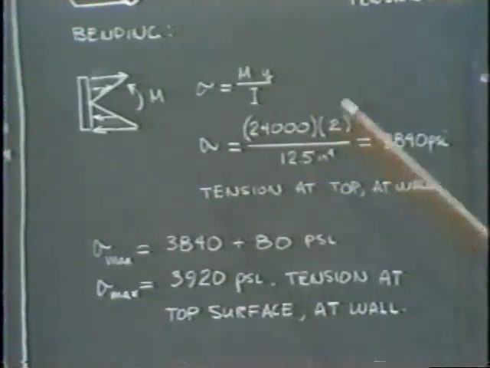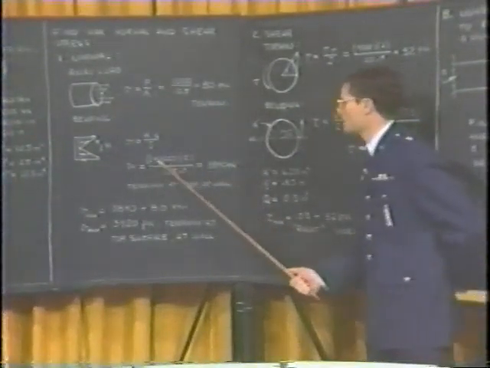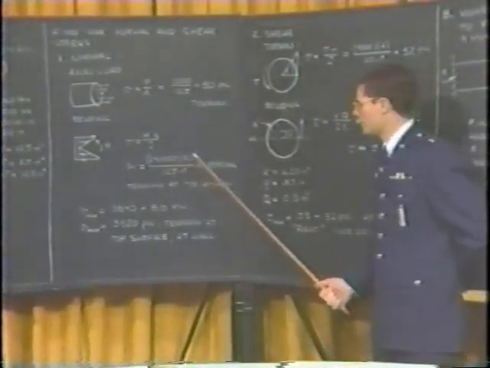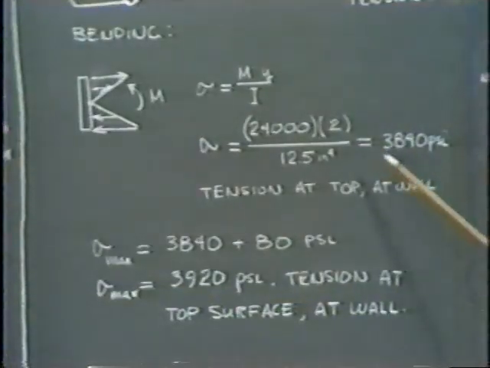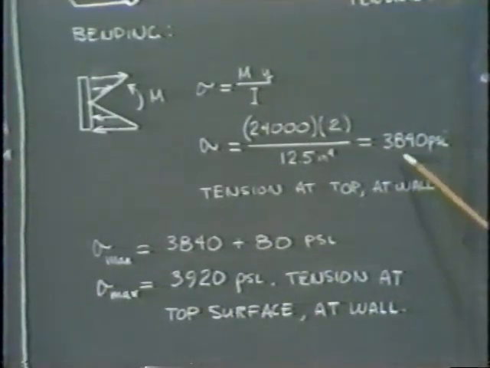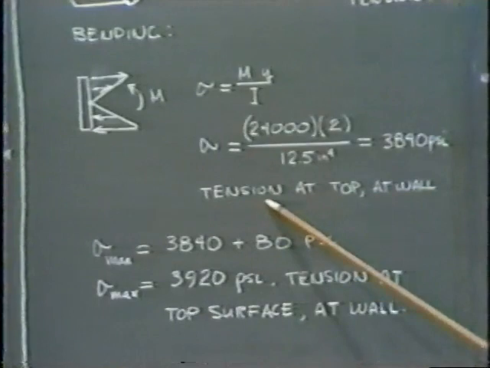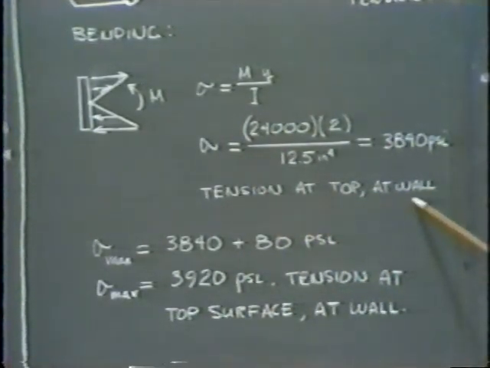As you go through problems on the exam, I'd suggest you use all of the units appropriate. Pound inches here, inches here. That way you'd have a good way to check that you come up with the right number by virtue of the fact you'd come up with the right units in the end. Pounds per square inch. Here we have 3,840 pounds per square inch, and I've labeled it specifically. It's in tension, and it's located at the top of the beam at the wall.